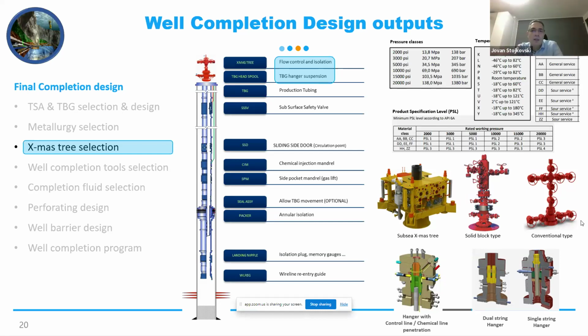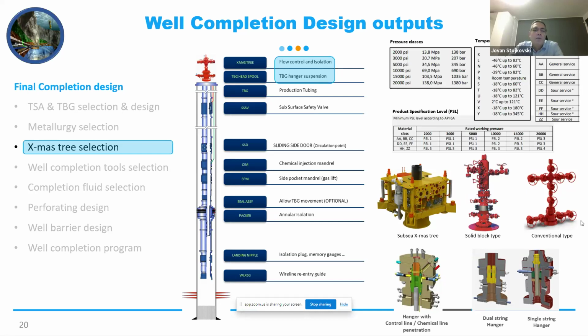As I state here on the right side, as per the API 6A specification for the wellhead and Christmas tree, you can find these pressure classes, temperature classes, material class, and the product specification level, which you need to define to select the proper Christmas tree, which will work and not get damaged during production.